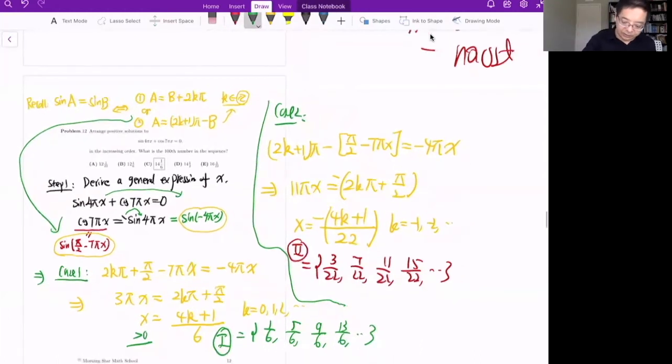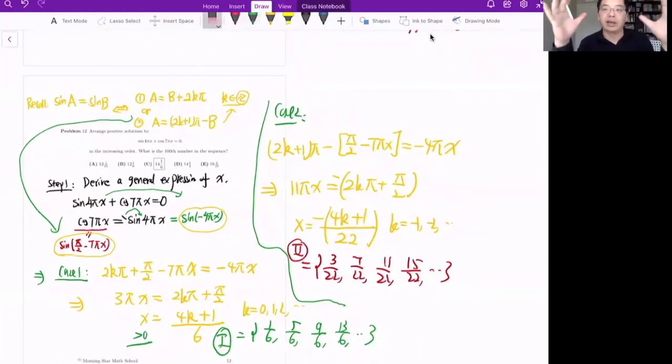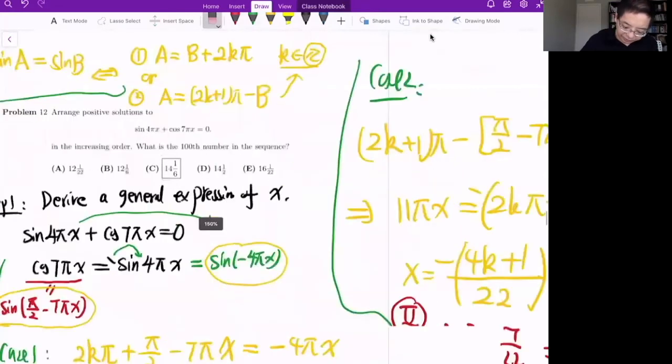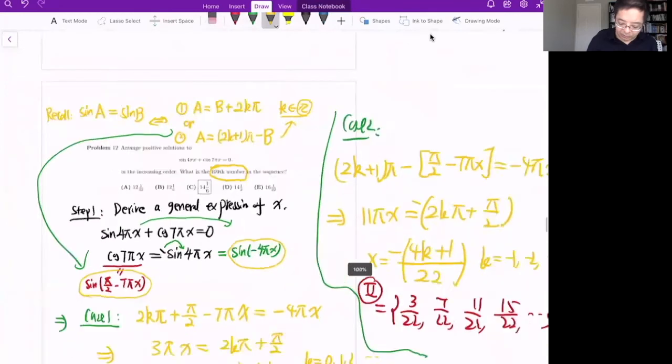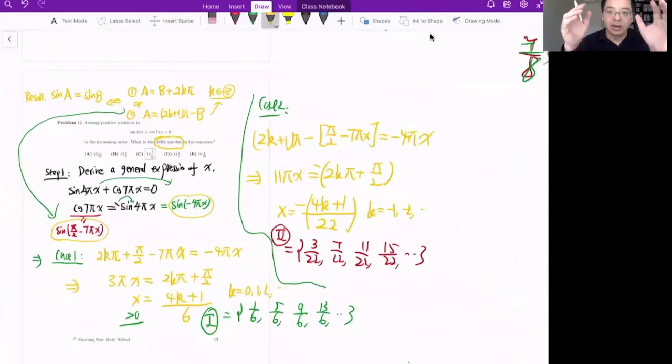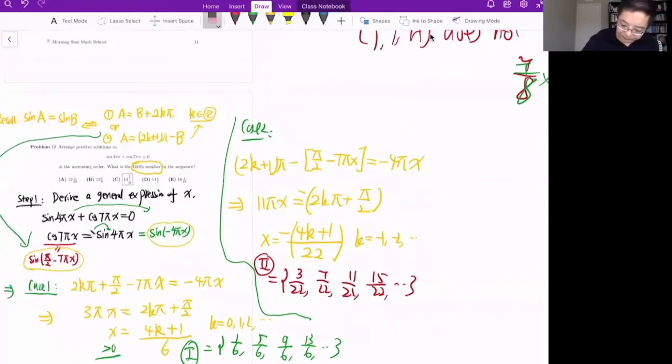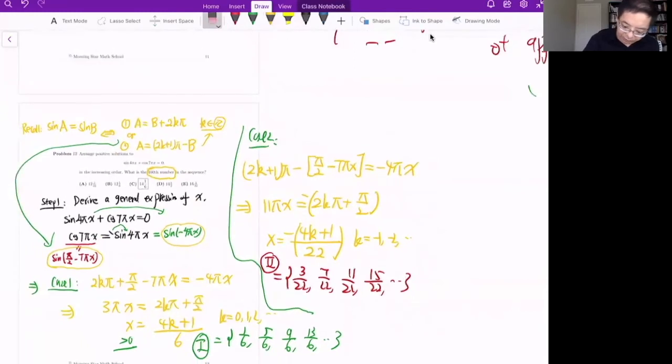Now if I combine these two collections together, I just get the whole collection of solutions. Now what we need to do is figure out what is the 100th number in the sequence, right? Okay. To simplify the process, let's make a simple observation. Let me put it here. So I'm going to have the following simple observation.